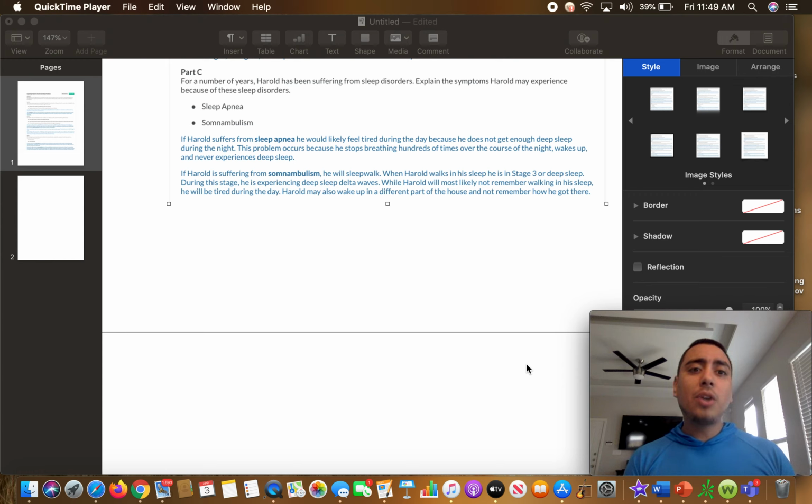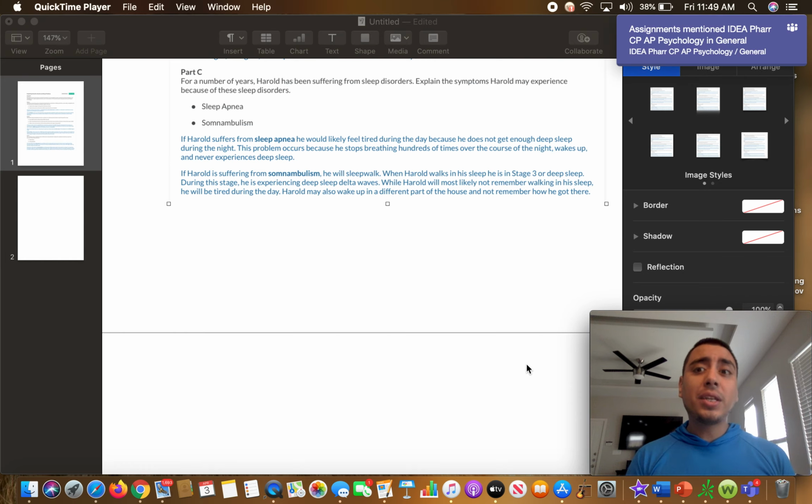So to talk about sleep apnea, this is how we would do it. If Harold suffers from sleep apnea, he would likely feel tired during the day because he does not get enough deep sleep during the night. This problem occurs because he stops breathing hundreds of times over the course of the night, wakes up, and never experiences deep sleep. So, sleep apnea is when an individual just keeps waking themselves. Do not forget that.